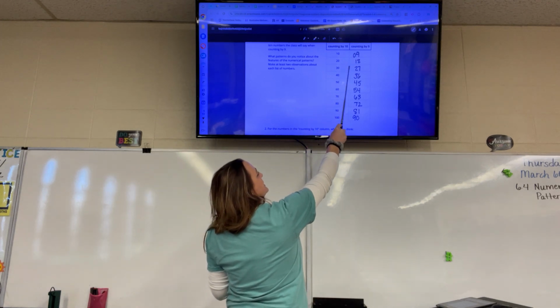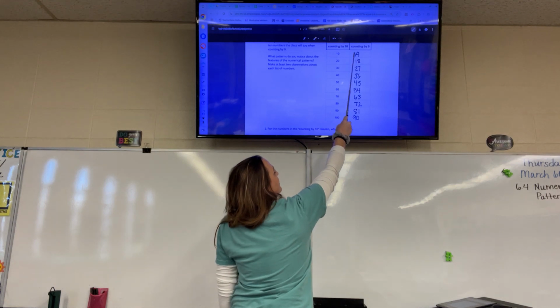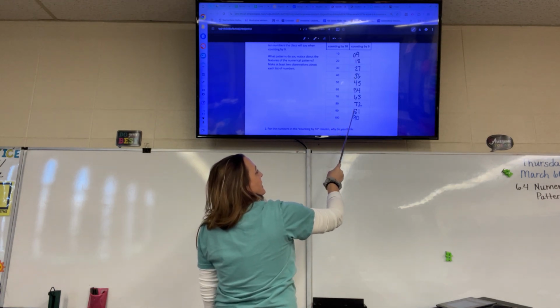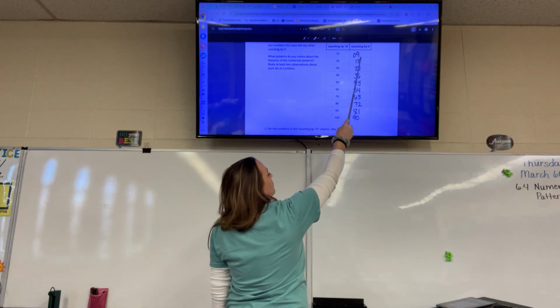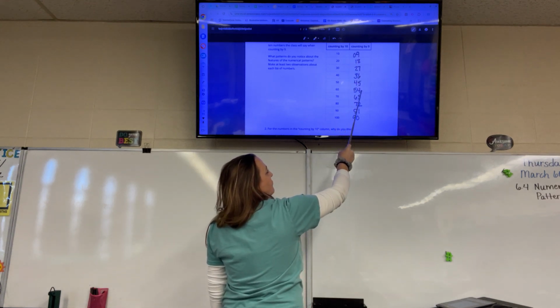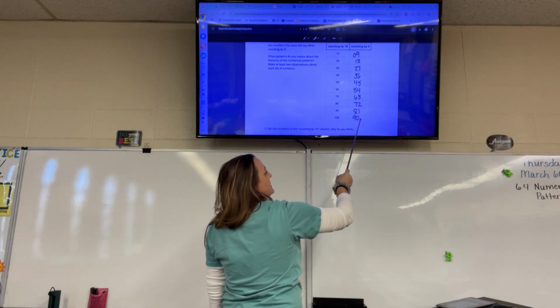So look at the tens place first. 0, 1, 2, 3, 4, 5, 6, 7, 8, 9. Then look at the ones place. 9, 8, 7, 6, 5, 4, 3, 2, 1, 0.